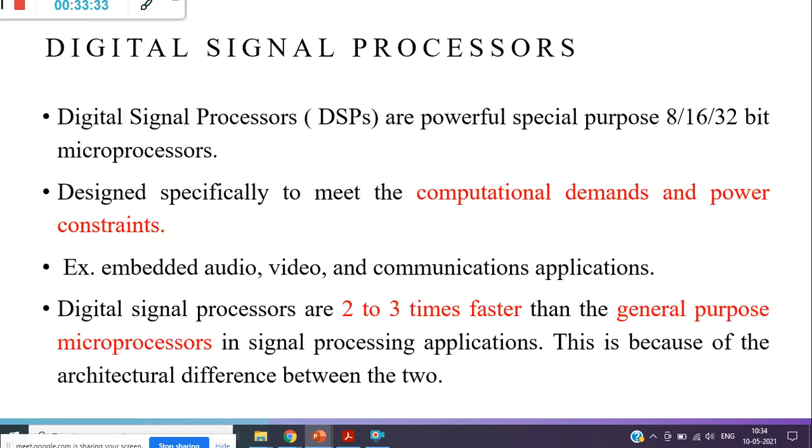Now we'll move to digital signal processors. What are digital signal processors? You already know them; they are more of something like 8-bit, 16-bit or 32-bit microprocessors. But these processors are special purpose, wherein DSP processors are designed to meet high-end mathematical computational demands and power constraints. More often these are used in embedded audio, video and communication applications. A digital signal processor is 2 to 3 times faster than general purpose microprocessors, as they are used for signal processing applications. And of course, the architecture is also different. We'll see what that architectural difference is in forthcoming classes.